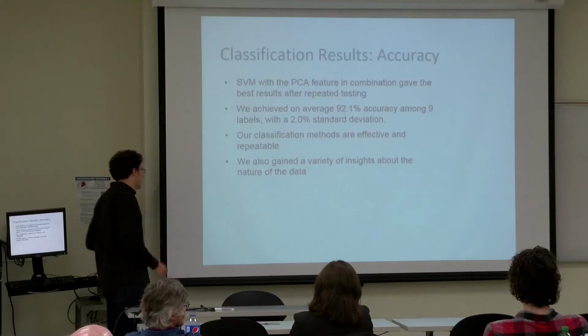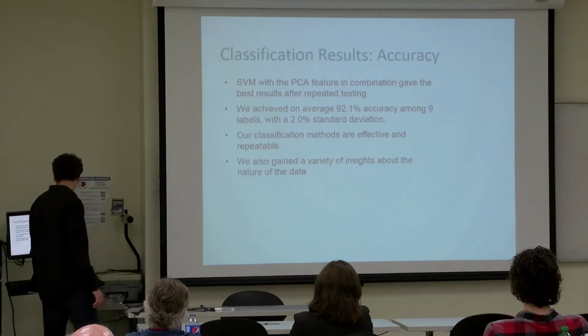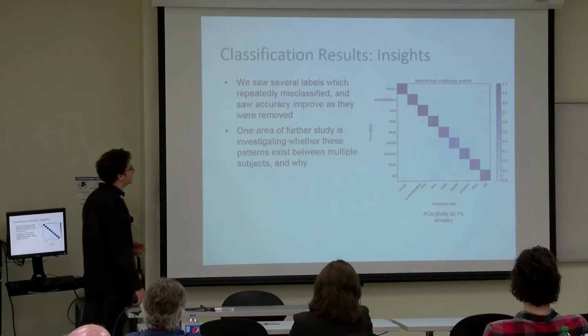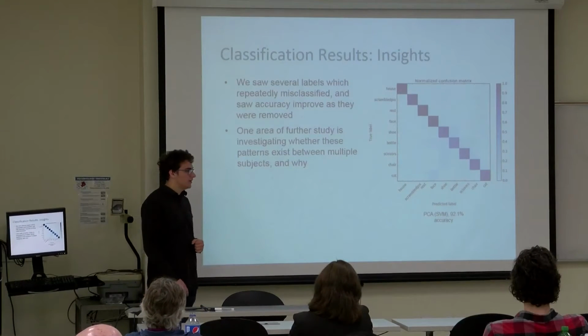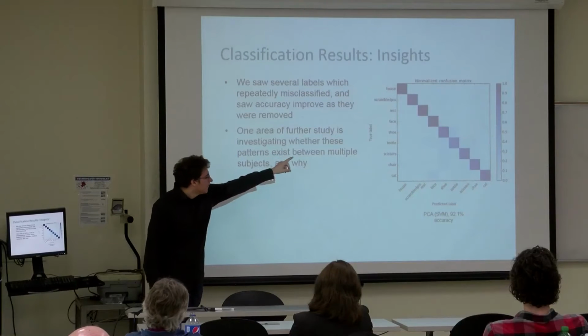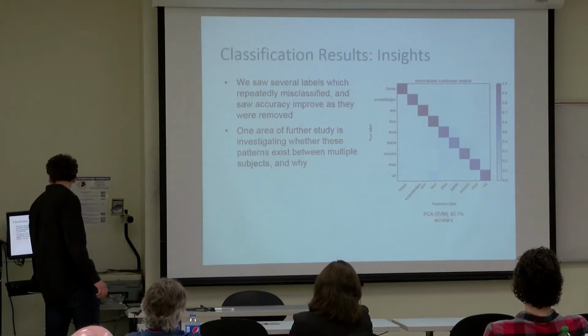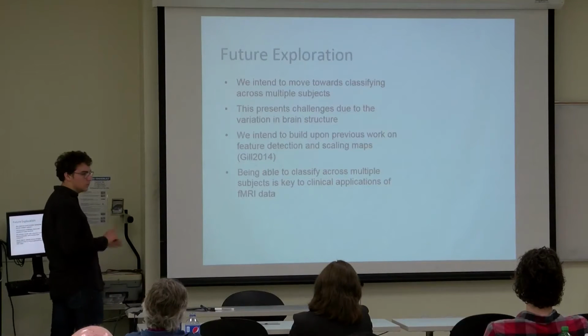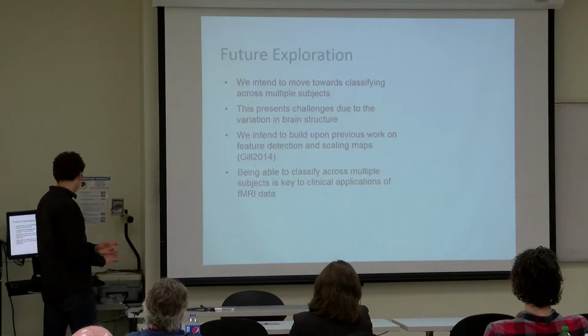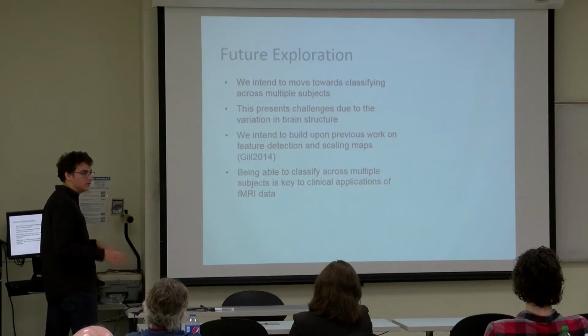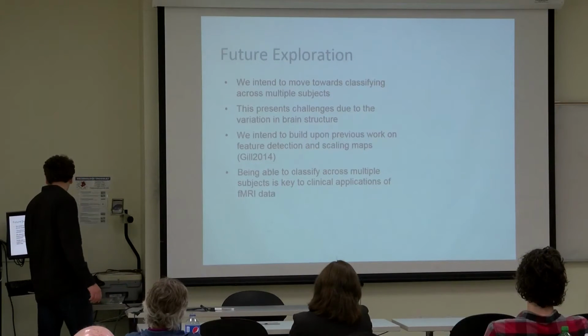We've also gained a variety of insights about the nature of the data we're working with. We saw several labels which were repeatedly misclassified. Over here, you can see shoes misclassified, so that's a big question on where that's coming from. We want to look towards multiple subjects, because we focused on a single subject here. But I think we have a lot of background that we can use to advance into that. We have some previous work we've done with lung scans that'll help there.